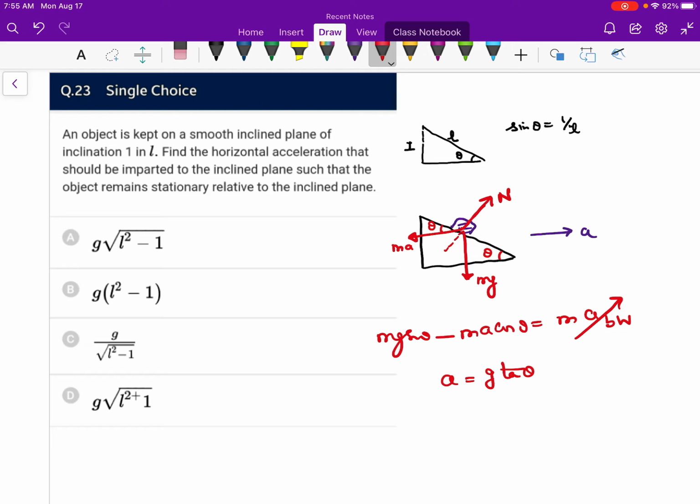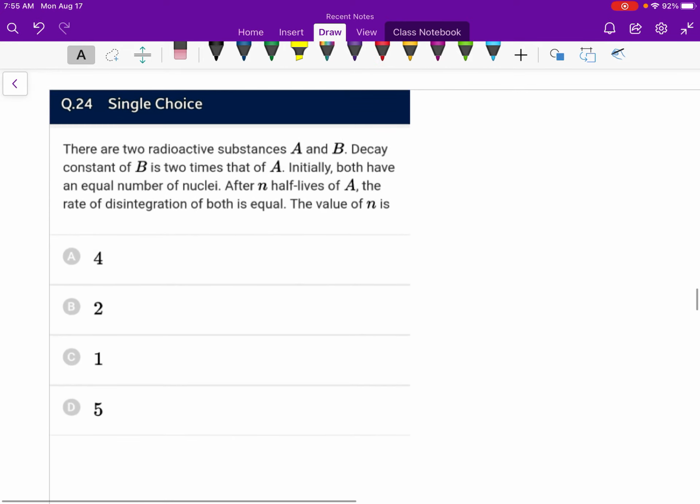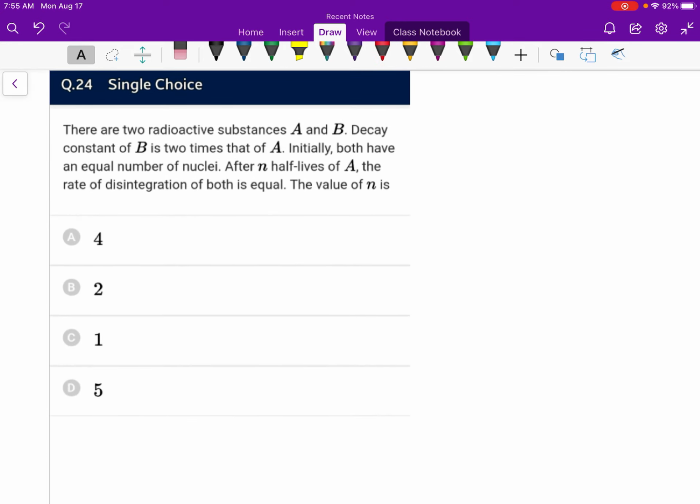I think you should learn this result, that when the wedge is given acceleration g tan theta, then the block remains still. So acceleration is g tan theta. Now sine theta is 1 upon L. So tan theta is perpendicular upon base, which is under root of hypotenuse square minus perpendicular square. So 1 upon under root L square minus 1. So this is g upon under root L square minus 1. So C is the correct option.